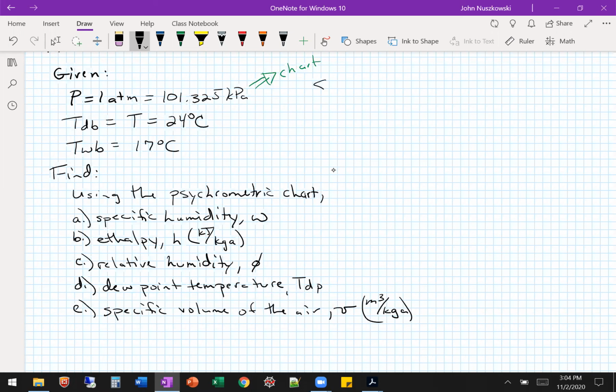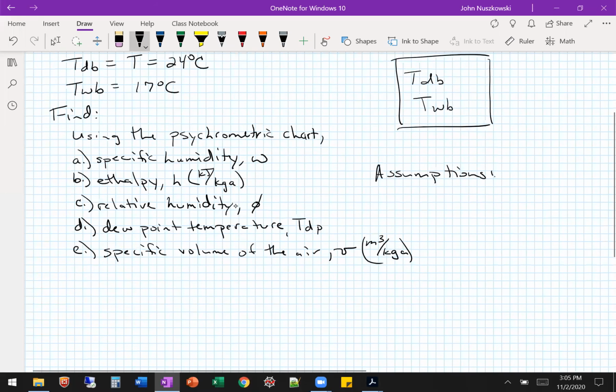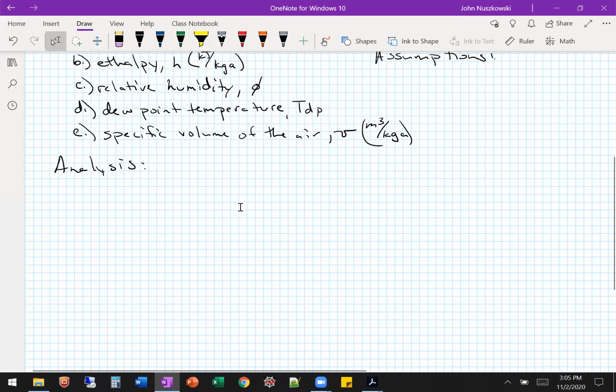All right, our schematic. Again, our pressure is 1 atmosphere or close to 1 atmosphere, so we can use the chart.